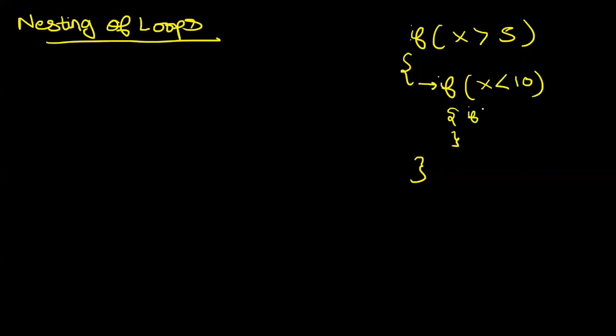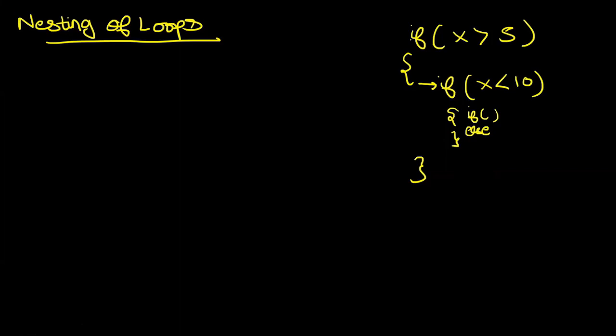Inside this if you want, you can have another if else. Inside this if you want, you can have an if else if else if else kind of a structure. So basically, we can put conditionals one inside the other. And we have also tried to solve certain problems where we nest different conditionals together. Now, similar to the way we can nest conditionals, we can also perform nesting of loops.